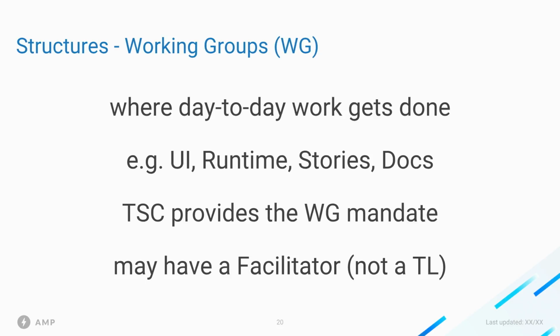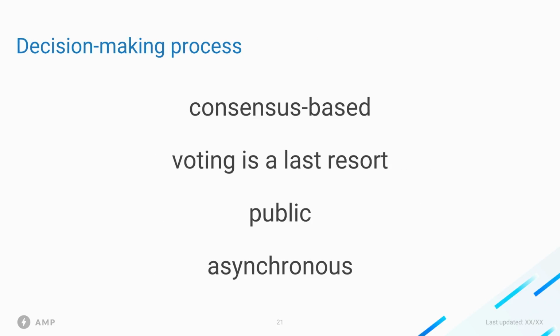All right, so like I said, the working group is where things get done. The day-to-day work is getting done in these working groups. The TSC, like I said, provides the working groups their mandate, and they're meant to run autonomously. One key point is that a working group doesn't have a TL. It doesn't have somebody on it that's making the decisions. Instead, the working group has a facilitator that helps go through the decision-making process, but it's not one person saying this is what the working group is going to do.